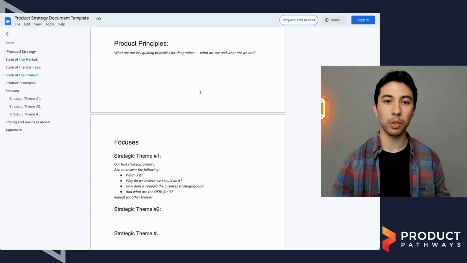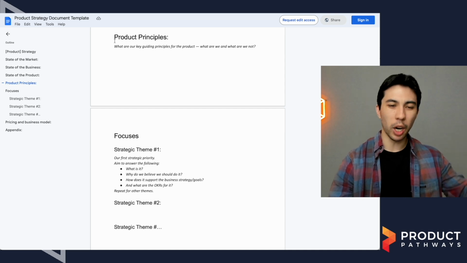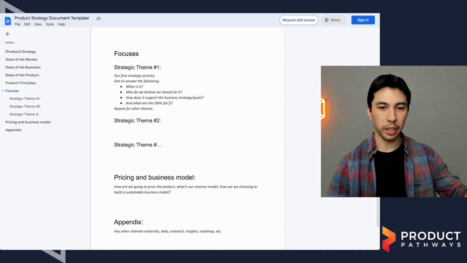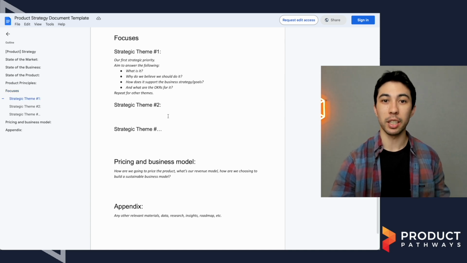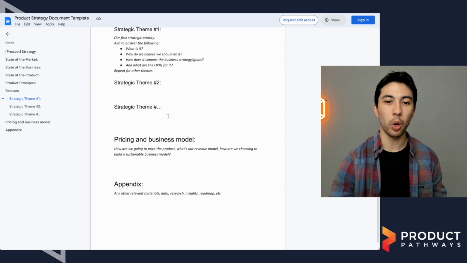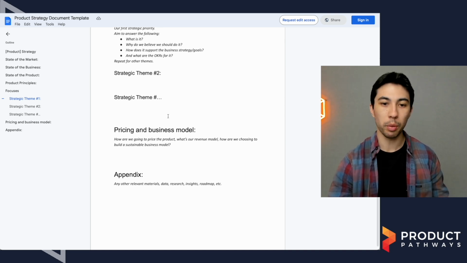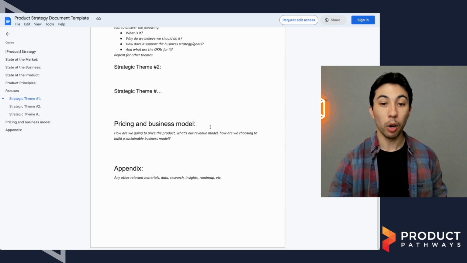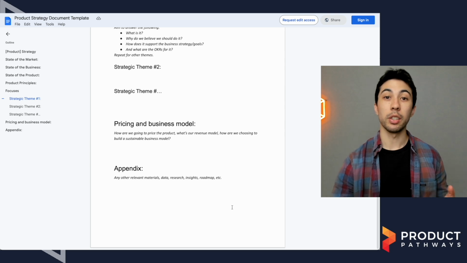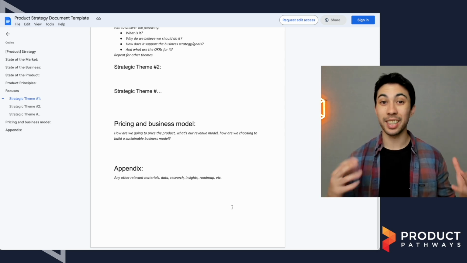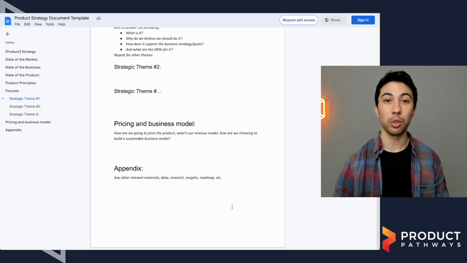The next section is really the meat of the strategy document, which product principles help you guide towards. But then it's really this area, which is our focuses. What are those strategic themes and those strategic priorities that we're going to actually work on and realize our vision, and what steps and choices are we going to make, and also our business model. And then the last section is really the appendix, right? So this is a section where you can attach any additional things or additional context that you want to add to the strategy document.